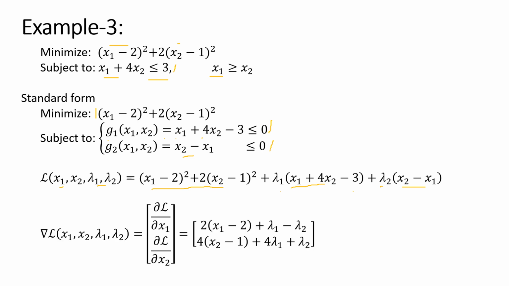The derivative of the Lagrangian with respect to x1 and x2 is this. With respect to x1, when we differentiate this, we get 2 times (x1 minus 2) from here, plus lambda 1 minus lambda 2, because we have a negative sign here. And when we differentiate with respect to x2, we get 4 times (x2 minus 1) plus 4 lambda 1 plus lambda 2. So this is del of the Lagrangian.